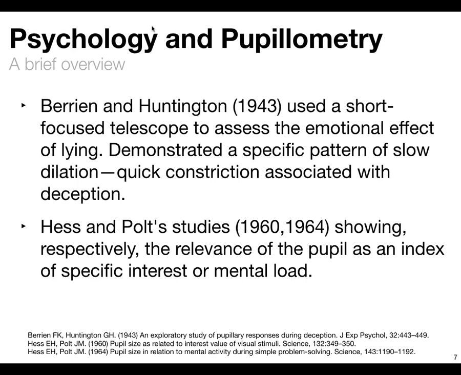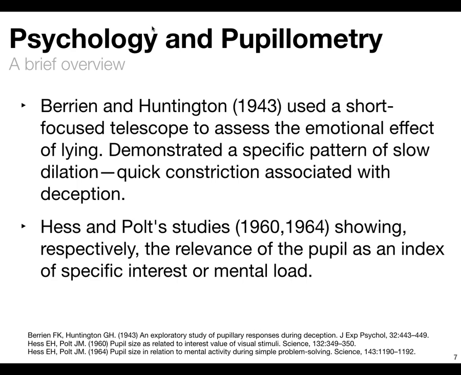If you go back to 1943, Barron and Huntington, I think most researchers agree this was the first scientific study which linked psychological processes to pupil dilation in a meaningful way. They actually used a very focused telescope looking at the eye to assess the emotional effect of lying. What they showed is that there was a very specific pattern of slow dilation and then a quick constriction immediately after that, which was associated with an increased rate of deception. So the more you lied, what initially happens is you get the slow dilation of the eye as you start lying, and at some point they observed this quick constriction of the eye during that task.